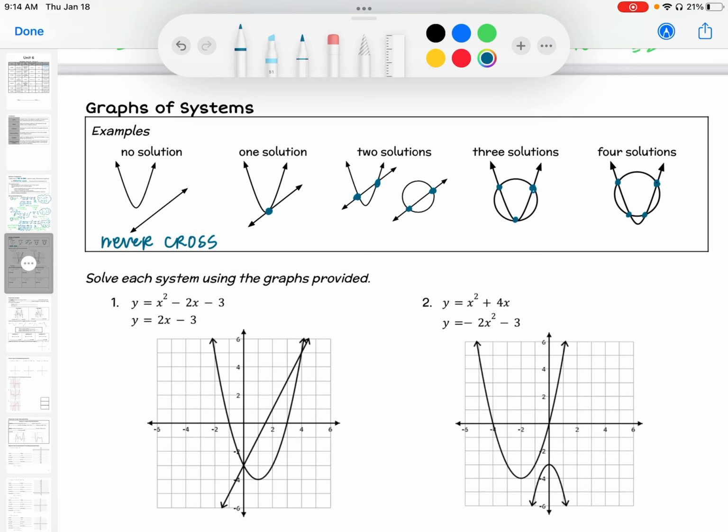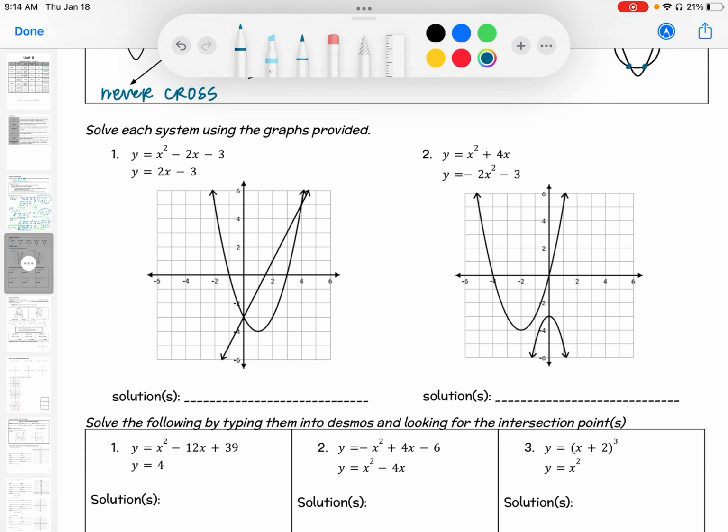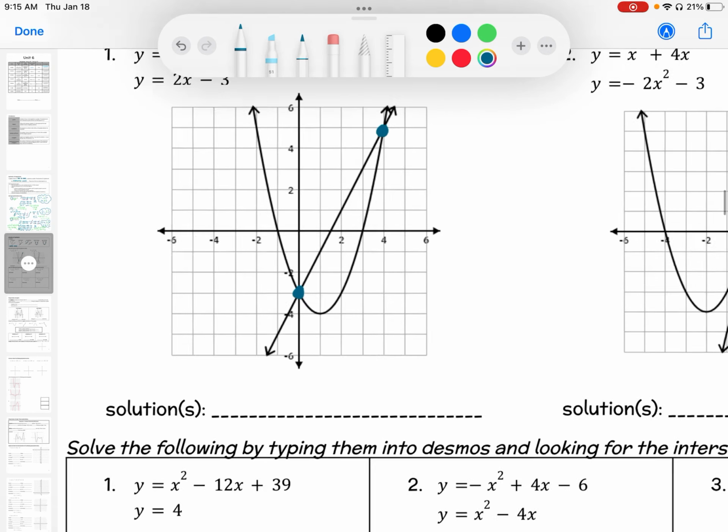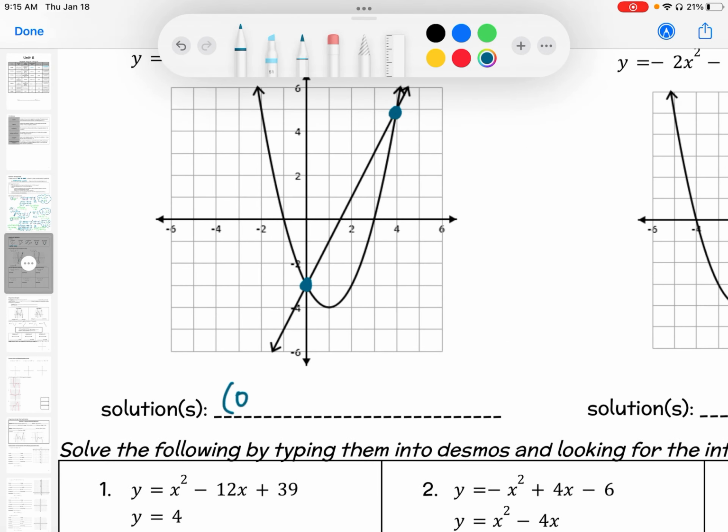All right, so if we're looking at number 1, this graph is a quadratic and a linear. It's already graphed for you. We're literally just looking for the places where they cross and then saying what the ordered pairs are. So we cross right here and right here. So that first ordered pair where we cross is going to happen at 0, -3. And then the second one crosses at 4, 5. Okay?